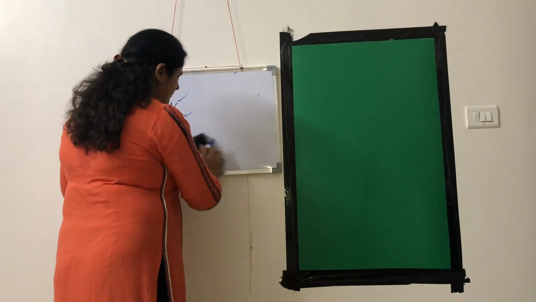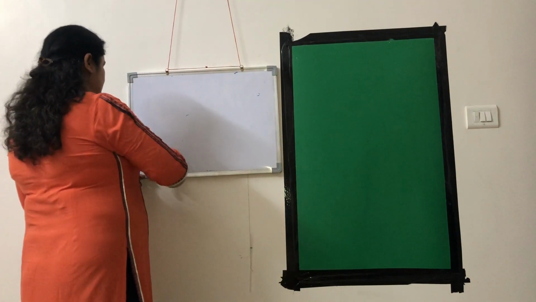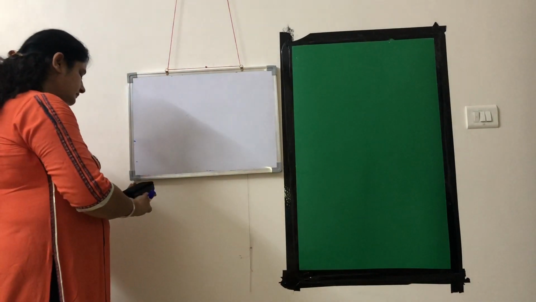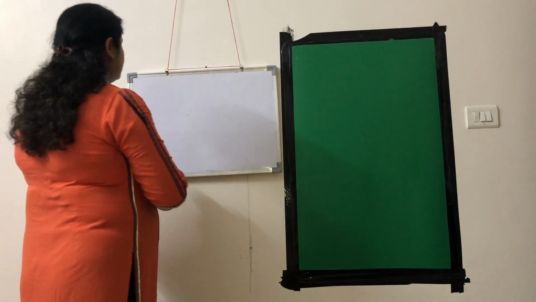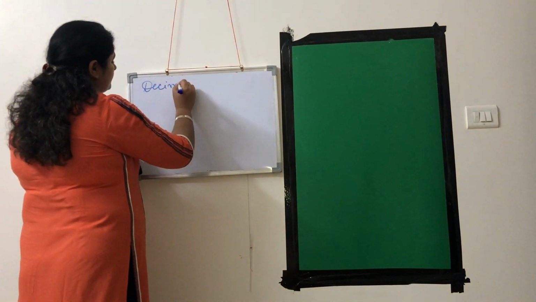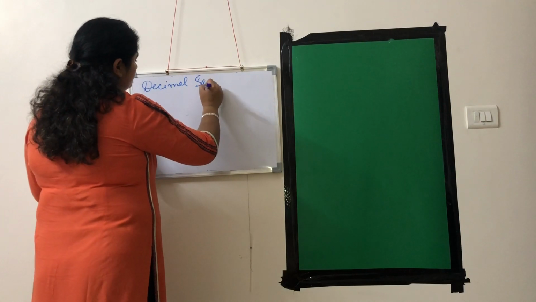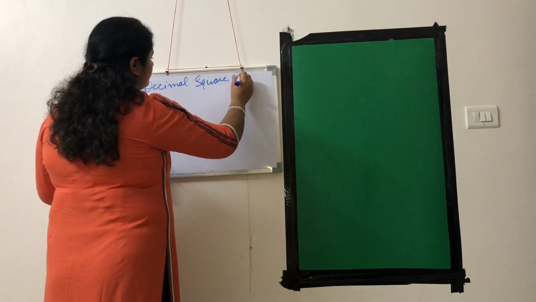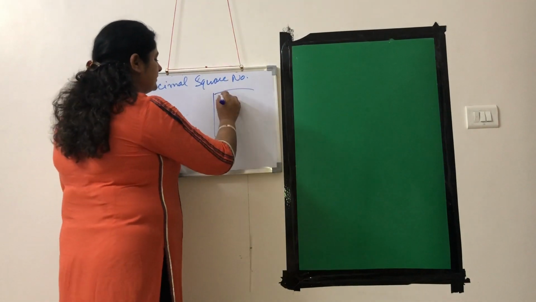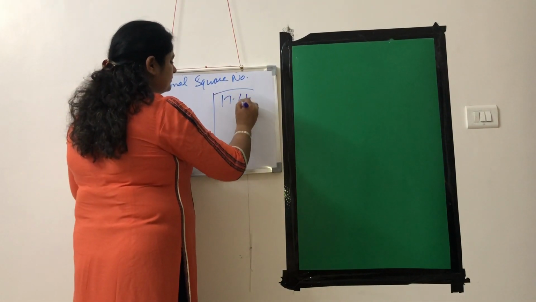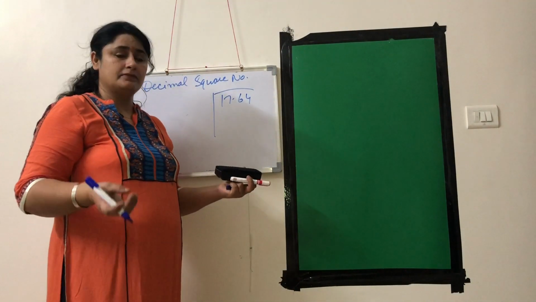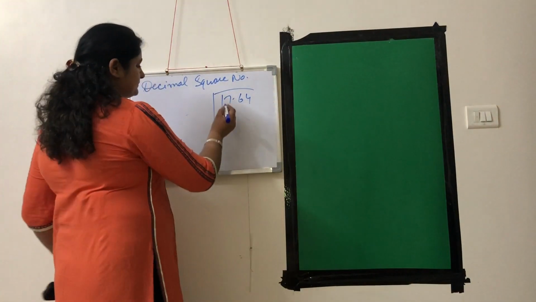Now one more topic is left in this, that is about, you may say, decimal square numbers. Now let's say you have a number like 17.64. So this is a decimal number. So the method will remain the same except for a few additions in this method.